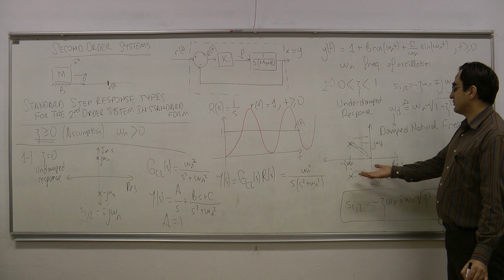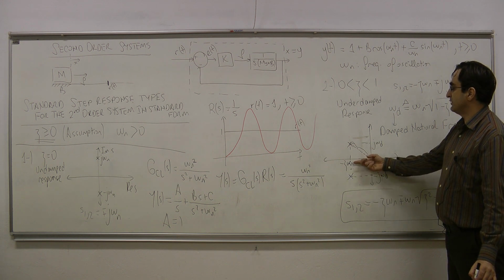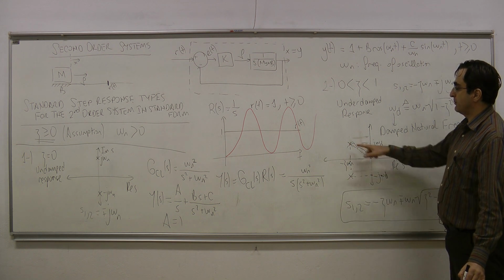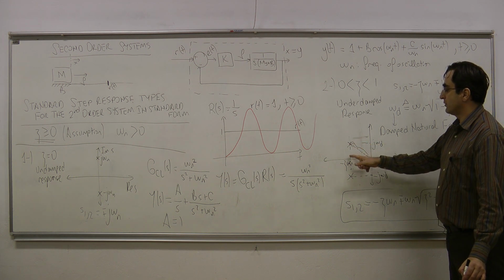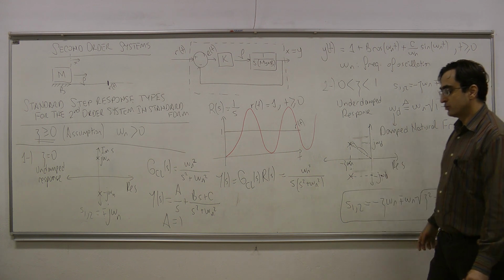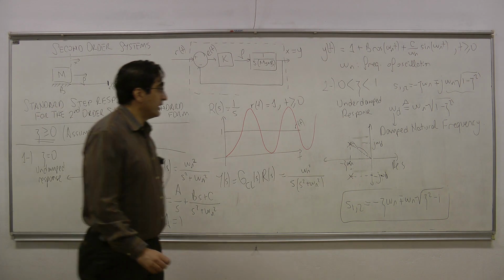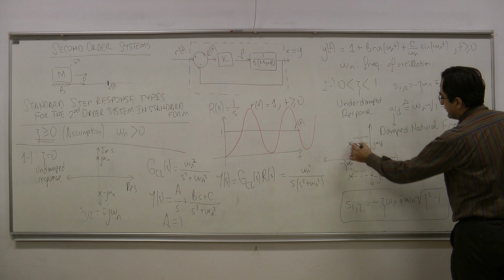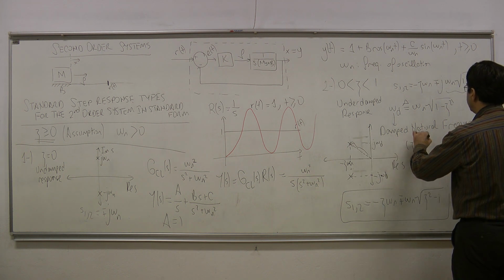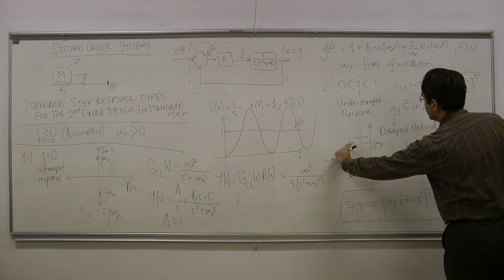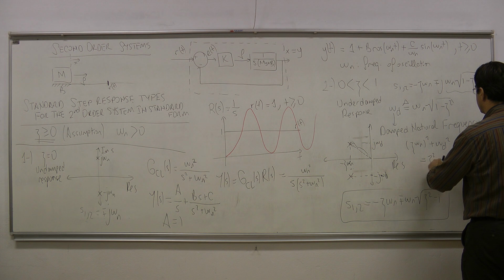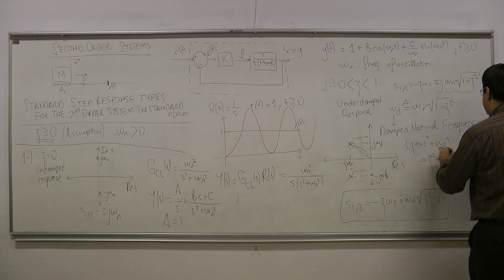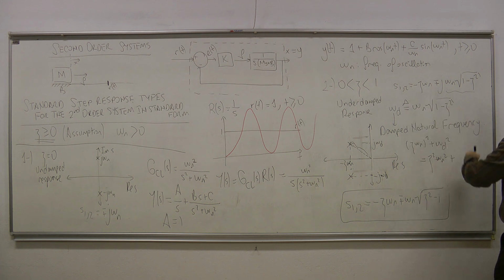If I want to calculate that, I'm going to sum the squares of this length here and this length, because this is the hypotenuse of this triangle, and in order to be able to find this length here, I need to sum the squares of these lengths, and then I will take the square root of the result. Okay? Let us try to do that. So this length is psi omega n, so its square is psi squared omega n squared. And what about this length? It is omega d, and omega d squared is the square of this thing. It is going to be omega n squared times 1 minus psi squared.